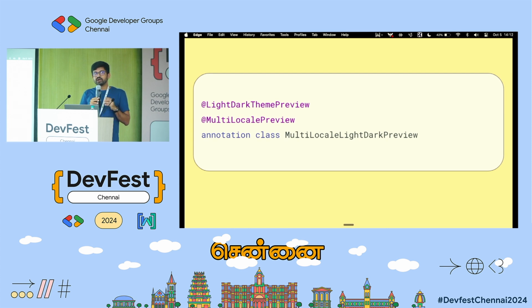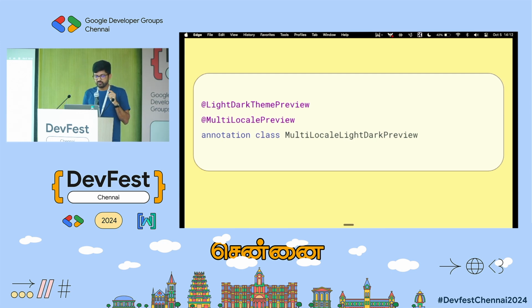What if you want to combine the custom annotations that you have written? So till now, we wrote two preview annotations. That is the light dark theme preview and multi-locale preview. What if I want the combinations of all of this every time? So you can create a new annotation called multi-locale light dark preview. You can give it any name you want. But the idea is, instead of having to write all of those previews yourself, now you have created this one annotation which will give you a combination of all of these.